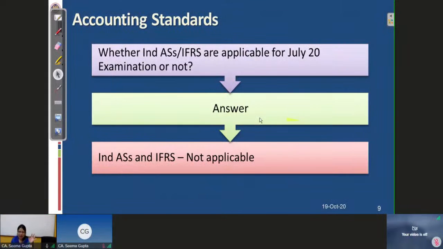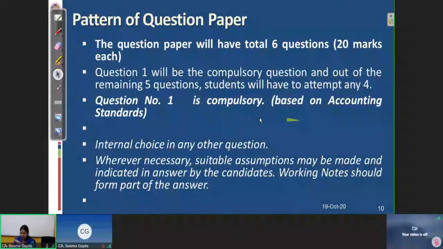Whether Ind AS IFRS are applicable for July 20 examination, many of the students ask this question. No, they are not at all applicable because they are not relevant for your syllabus. For intermediate syllabus, only those accounting standards which are there in your syllabus are applicable, not any other syllabus. In the meantime, we will also refer to the queries, if any, and we will also discuss the same.